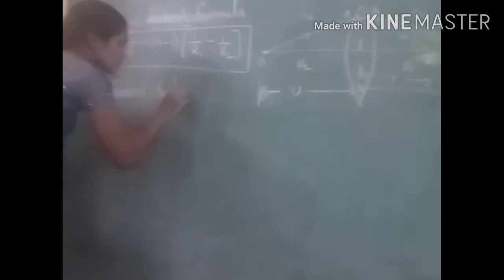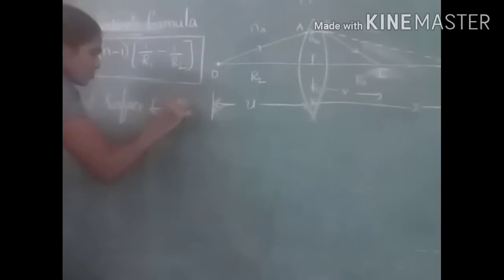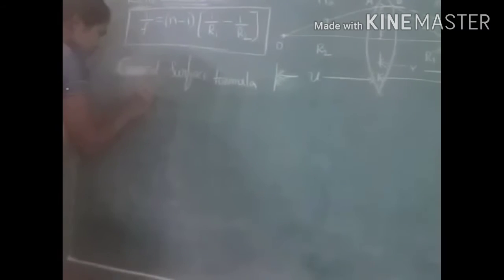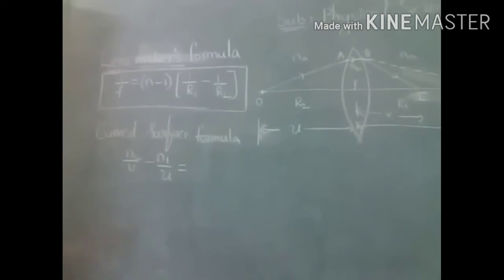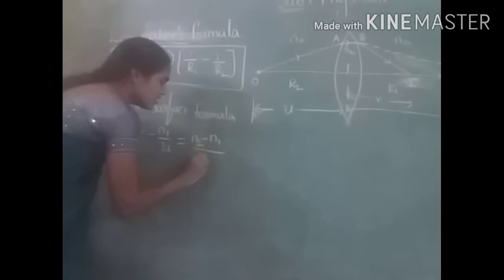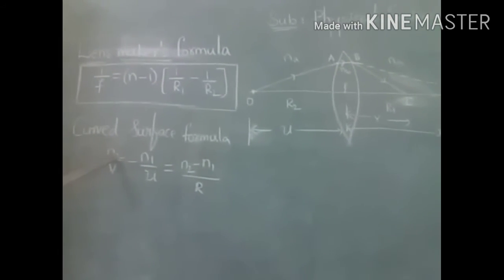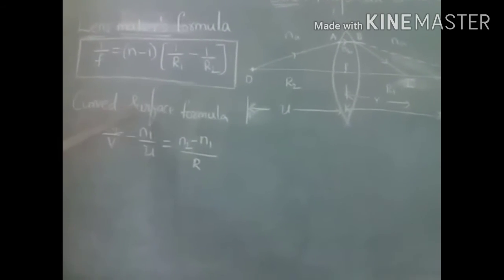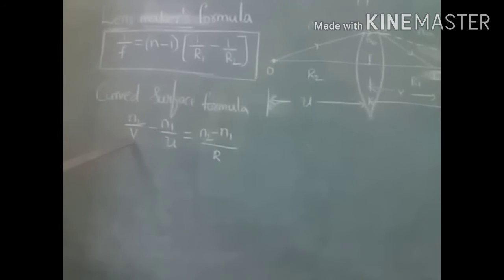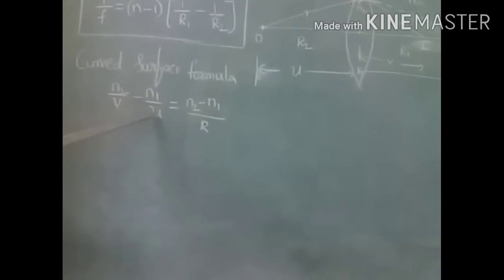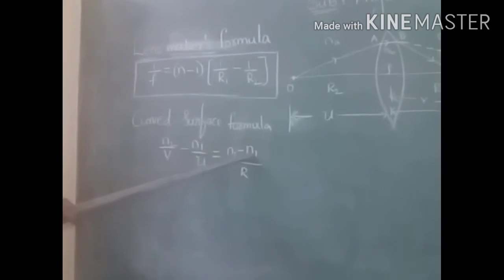What is the curved surface formula? The curved surface formula is n2 by v minus n1 by u is equal to (n2 minus n1) by r, where n2 is the refractive index of the second medium, n1 is the refractive index of the first medium, v is the image distance and u is the object distance.